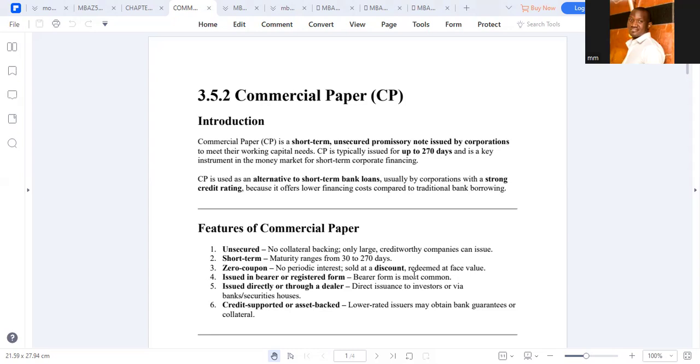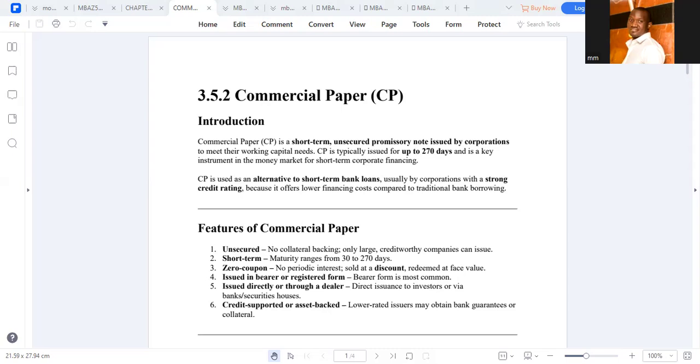And it is issued in the bearer or registered form. The bearer form is the most common that we use. Then it is issued directly through a dealer. So direct issuance to investors is via banks or security houses. These CPs are credit supported. They're also asset backed, so a lower rated issuer may obtain bank guarantees or collateral. These features are very important. The purpose of this is short-term financing.